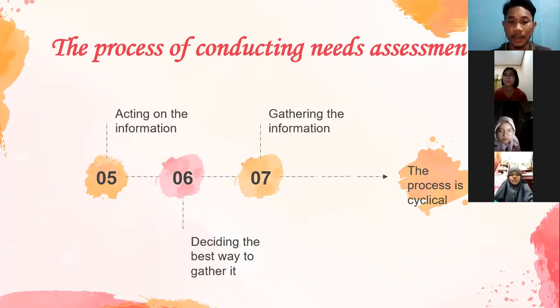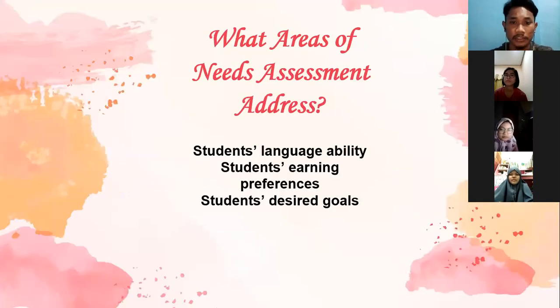So we must decide whether our needs assessment meets the required data or not. If it doesn't meet the required data, we have to restart our needs assessment process. Meanwhile, if it meets the required data, the next process must be conducted. So these processes are cycles. The process is cyclical, and it means it can be repeated throughout the course at various times, depending on what the students want to know. And the next one is about what areas of needs assessment address.